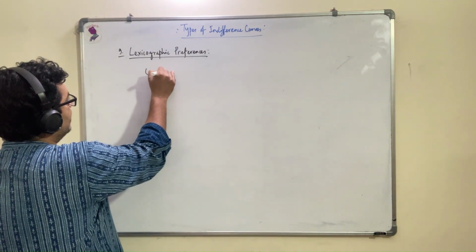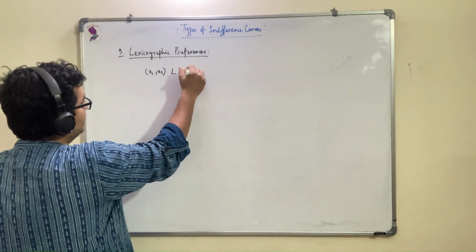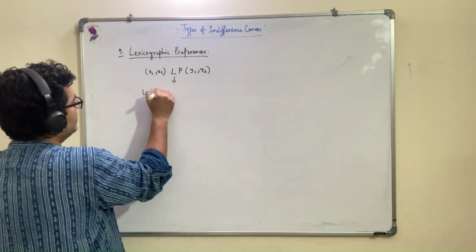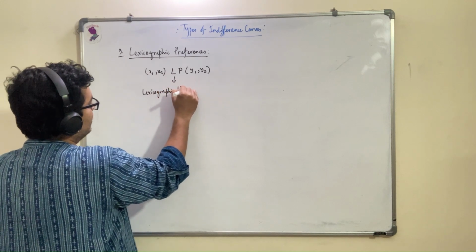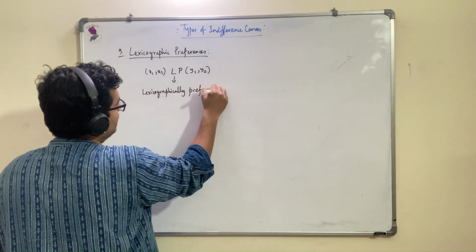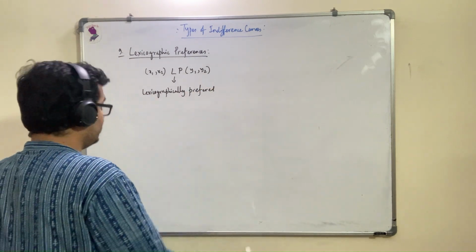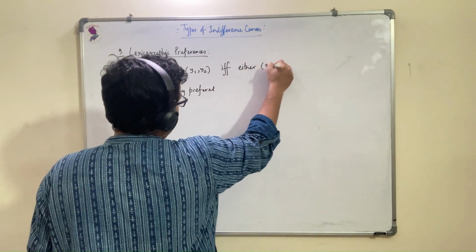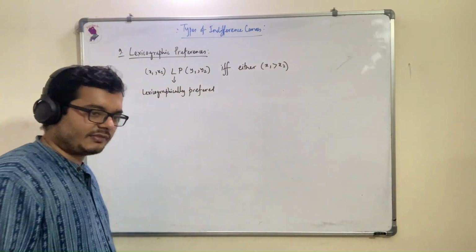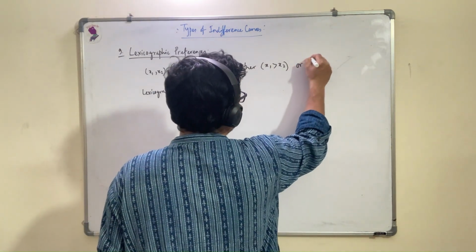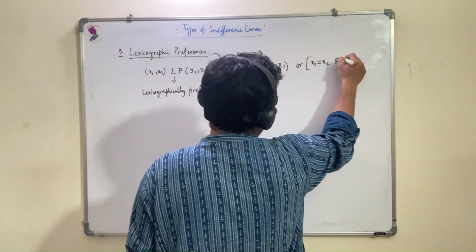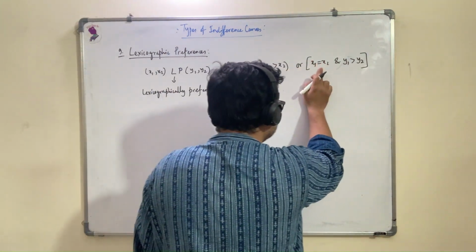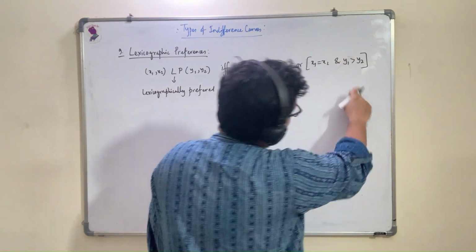So x1, x2 is lexicographically preferred to y1, y2 if and only if either x1 is strictly greater than y1, okay, or x1 equal to y1 and x2 greater than y2. So this is the thing. You go for the first one, then if they are equal, only then you go for the second one.